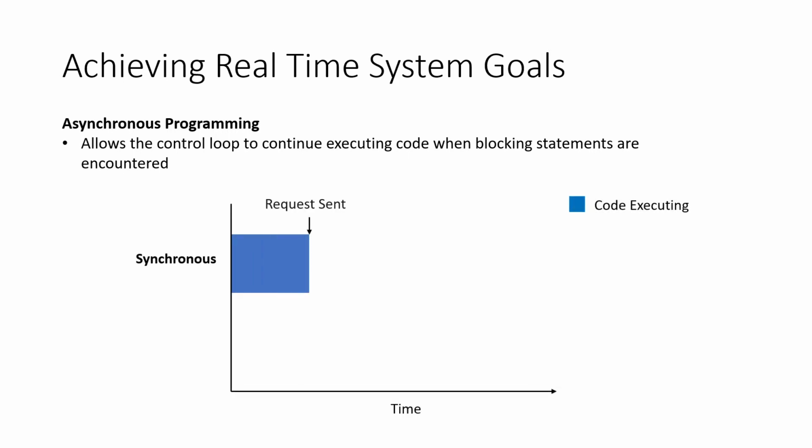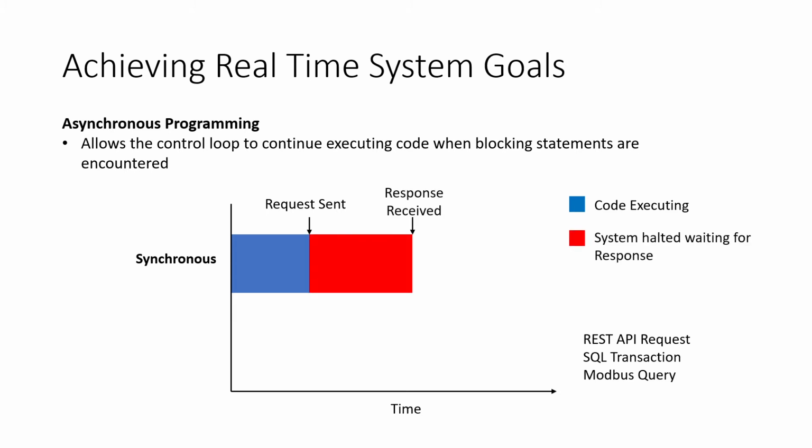Code will execute in a synchronous operation up until a point where a blocking statement is encountered. In the system for this project, the blocking statements are requests sent to the REST API, an SQL transaction to the database, or a Modbus query to the meters. The system will now halt and not execute any further code until a response is received from a given request. Code will then continue to execute once a response is received.